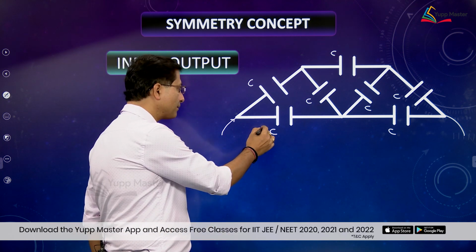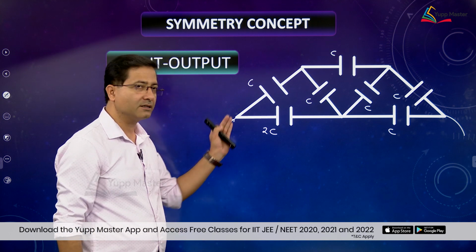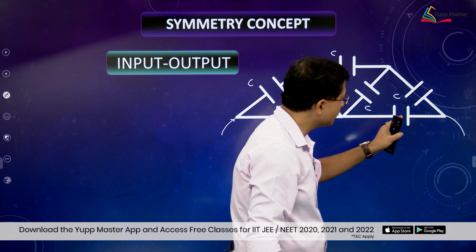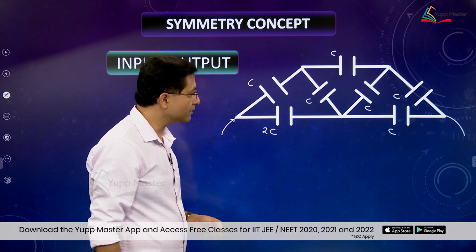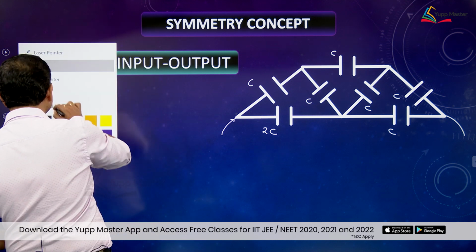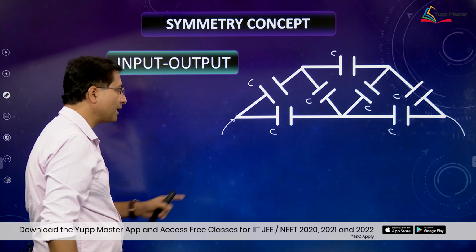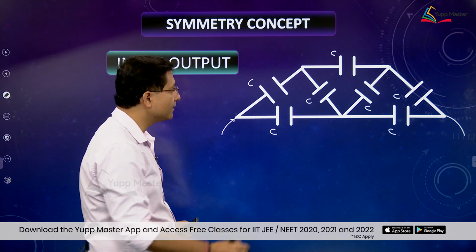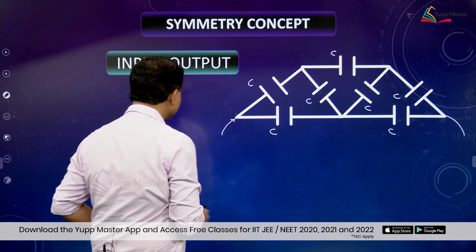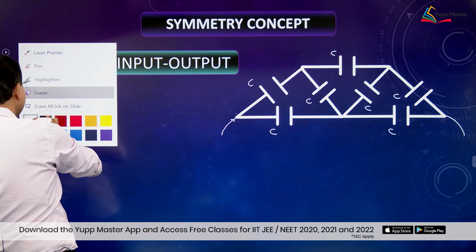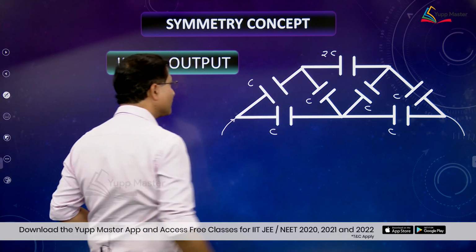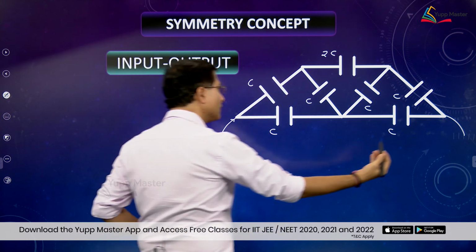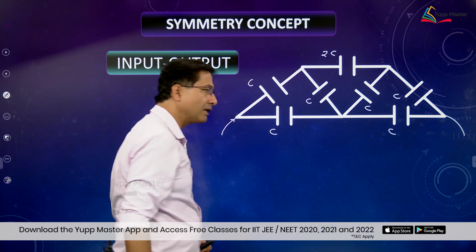If I make this capacitance 2C, then from this side I can see C and C, and from the other side I will see C and C. So now the circuit does not have input output symmetry. If I make this one C and that one C, then this circuit will have input output symmetry. Similarly, if I make this one 2C, then again the circuit will have input output symmetry. Whatever you see from this side, the same thing we have on the output side.